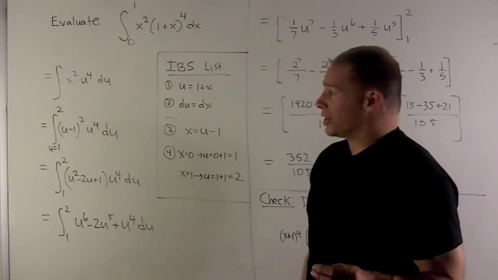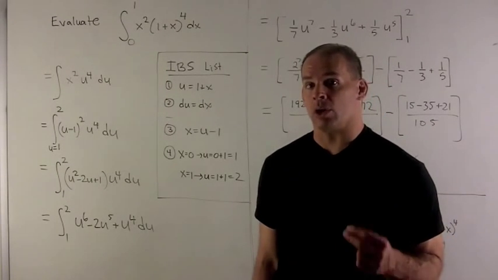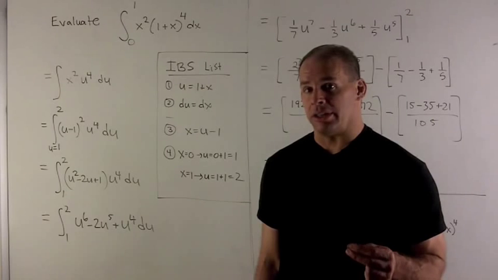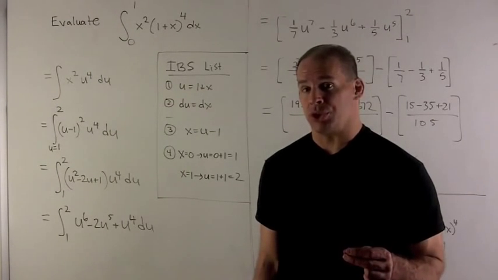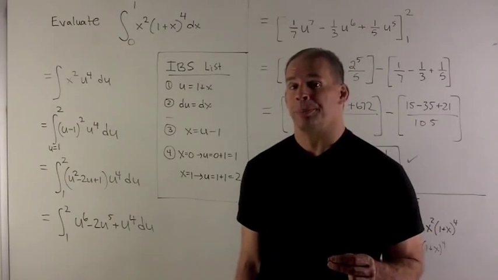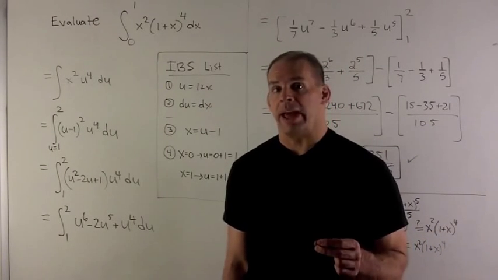If the exponent was, instead of 4, a 10 or a 20, that would be a pretty ugly thing to integrate. So what we want to do is use integration by substitution to make this a little bit cleaner. So let's see what we have.